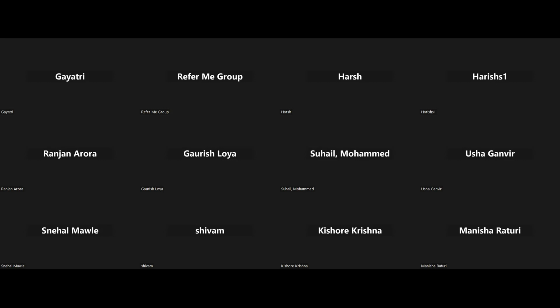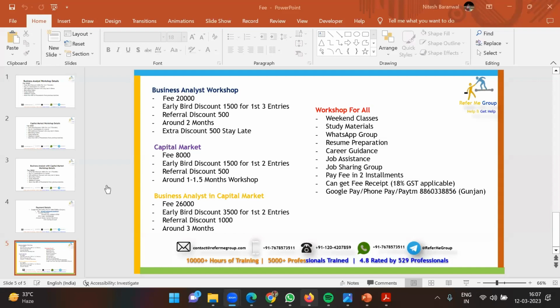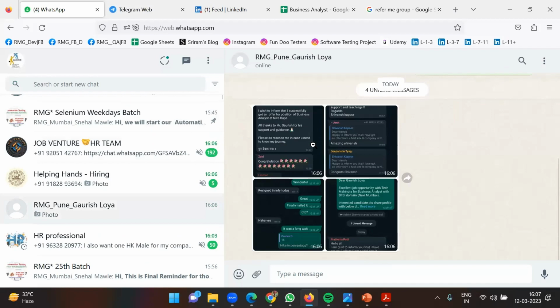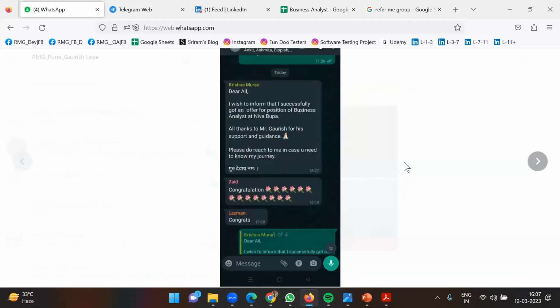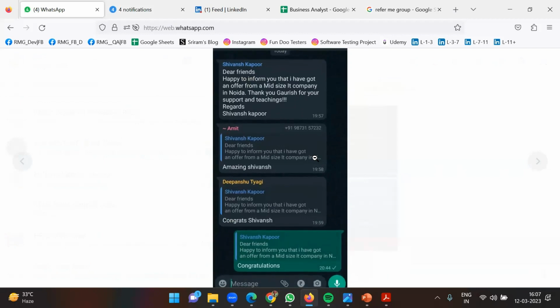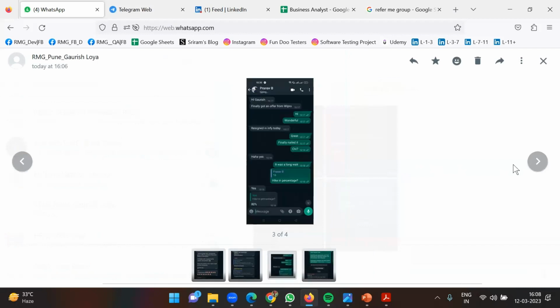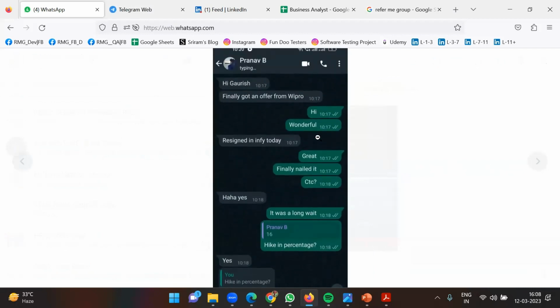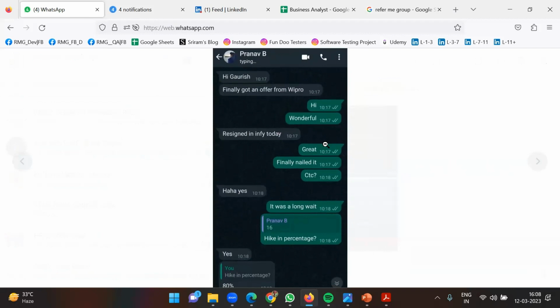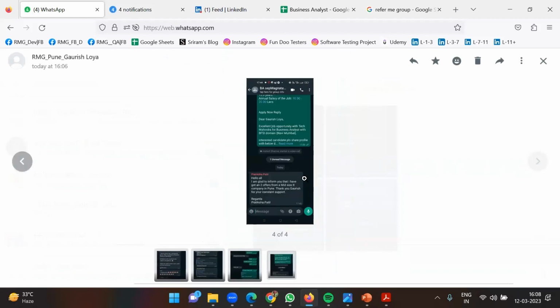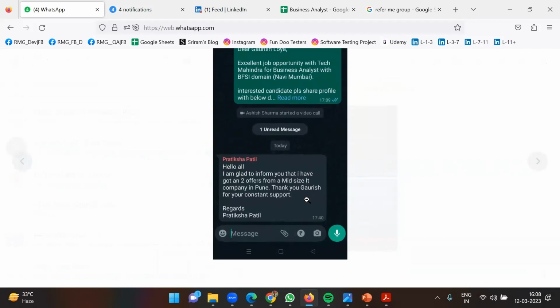Okay, Gaurish, you have shared a few screenshots. Let me share them here, those are the recent ones. Niva Bupa, and then Shivans. He's from Noida. He was a branch banker and moved into this field. He was struggling to get an offer. He was in Infosys for more than 10 years, and he was having a very difficult time moving out. Finally, he got an offer from Wipro, I think almost an 80 or 100% hike. He got two offers.